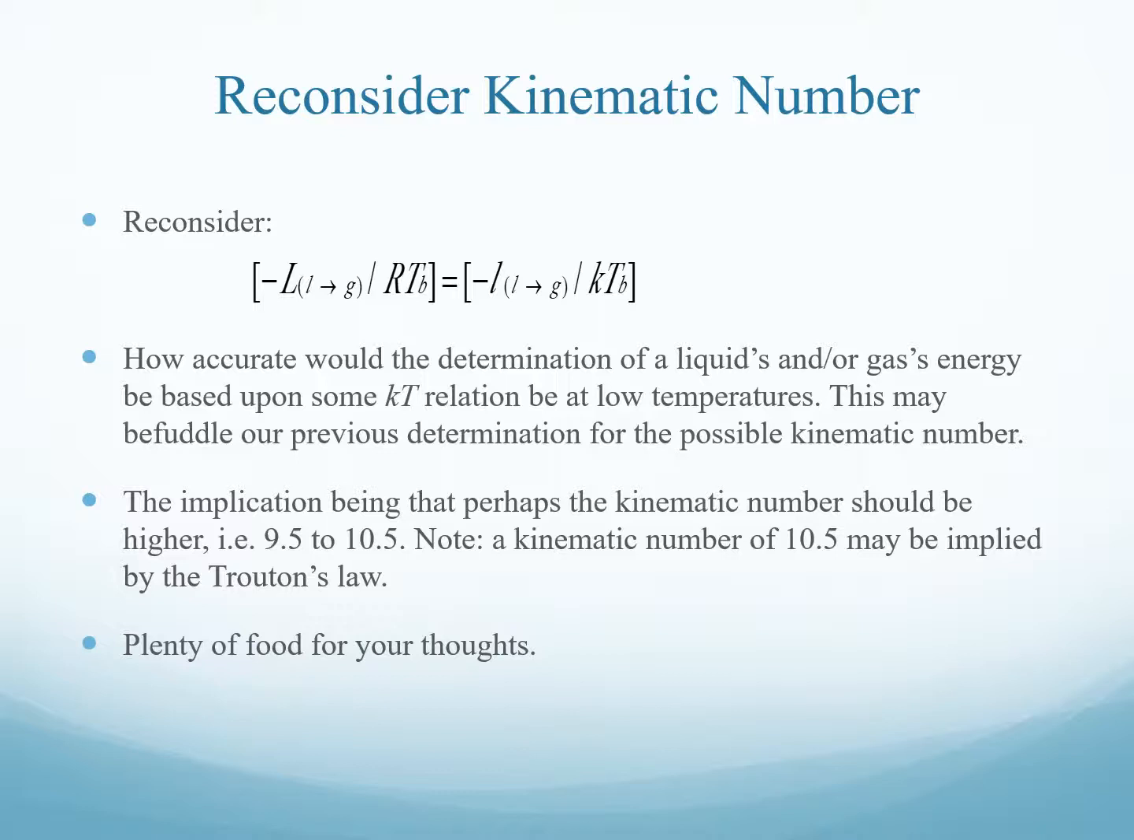Remember, the noble gases, their boiling points that we discussed were between 100 and 165 degrees K. And if we start to lose the linear correlation between temperature and energy density around 250 degrees, this means that the kinematic number may be higher than we think, or than my quick analysis indicates. By being higher, it might be 9.5 to 10.5. I just do not know. It's interesting that a kinematic number of 10.5 is implied by Trouton's law. You can look up Trouton's law if you want. We won't discuss it here, but there's plenty of food for thought.